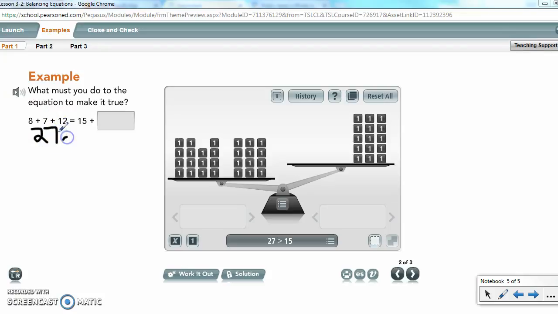So if I have 27 on one side, the other side I need to get to 27. Well, 15 plus what number is 27? Well, 15 plus 10 gives me 25, plus 12 will give me 27. So in order for my pan to be balanced, both sides must have 27. So if I have 27 here, 15 plus 12 is also 27.